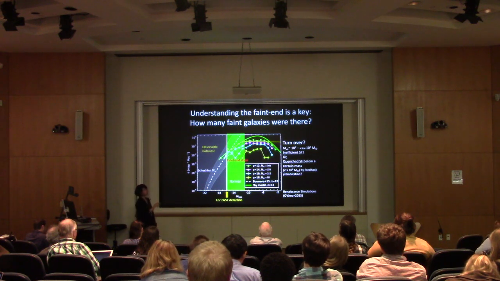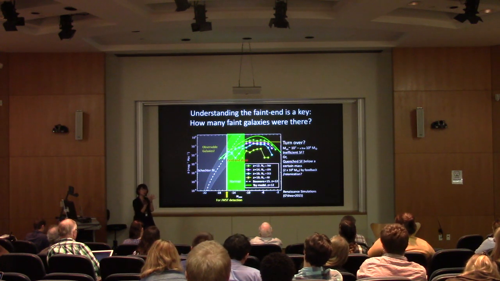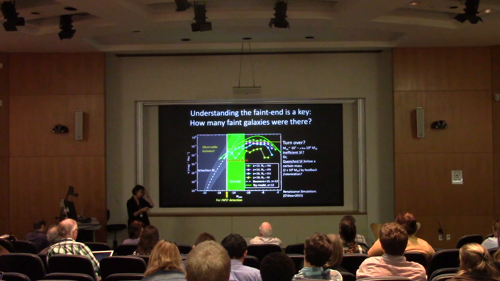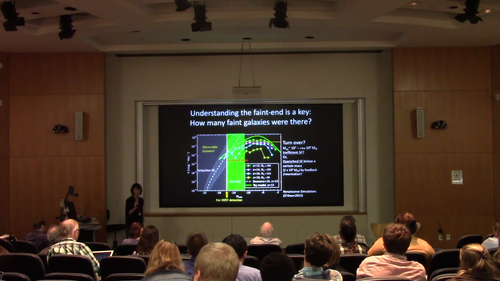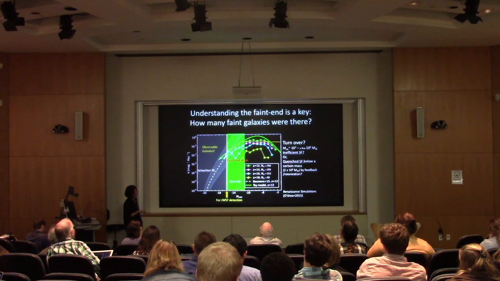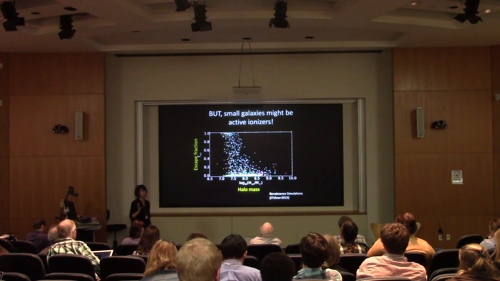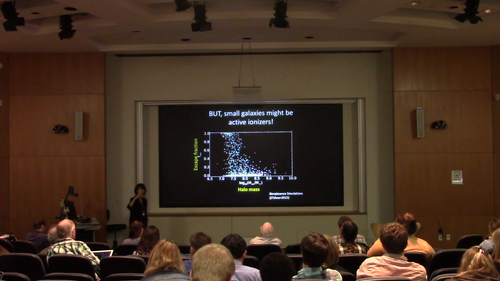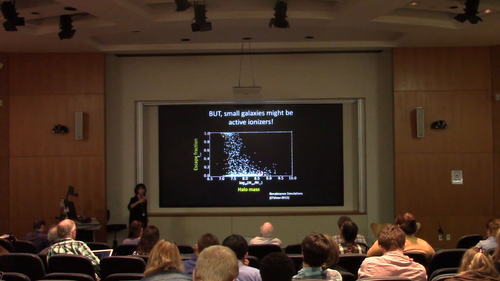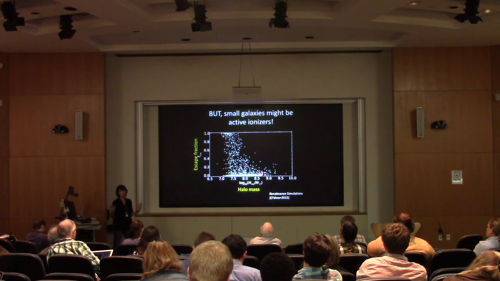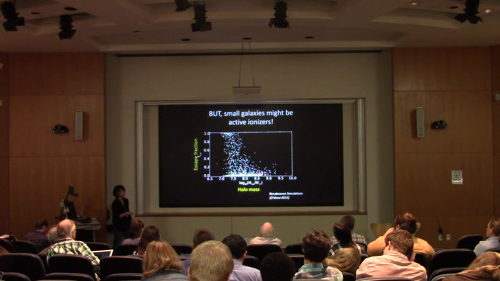This kind of tension between observations and simulations can produce a problem when we are trying to understand reionization, because this lower number of small galaxies will produce an underproduction of ionizing photons relative to what is needed to reionize the universe. However, that tension can be mitigated by taking into account the escape fraction. Even though the absolute number of faint galaxies could be smaller than what we expected, they could be very active ionizers. Maybe ionizing photons escaped more easily from the small galaxies.